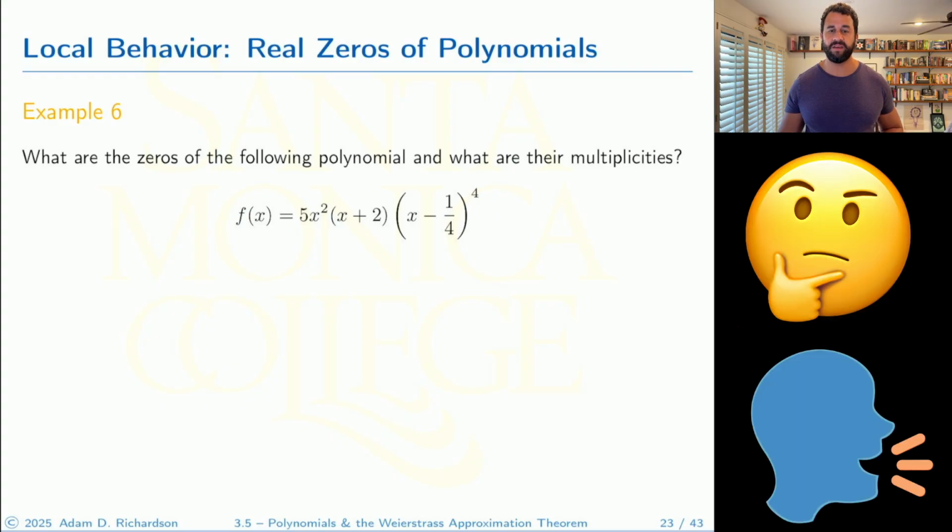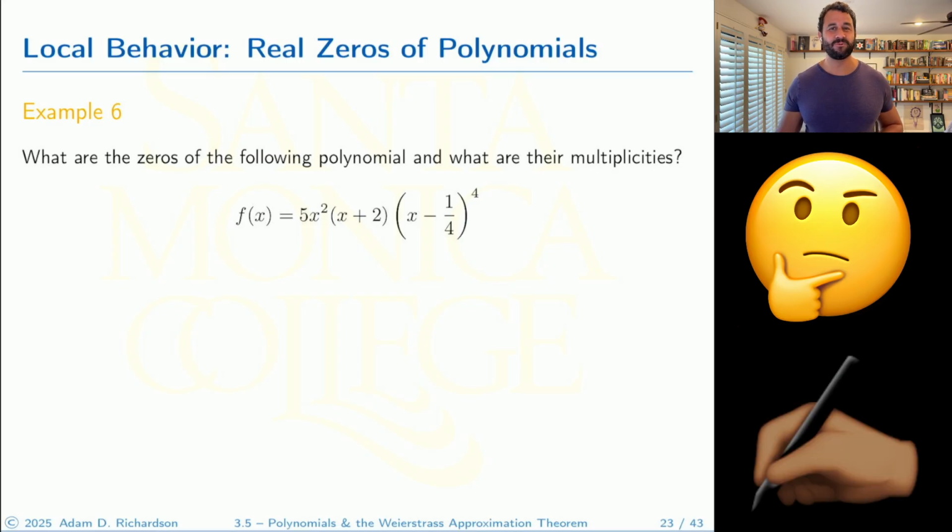Maybe say something out loud. Maybe what are the zeros? See if you can just say what the zeros are out loud. Okay, now you can write it. Try to write it and work it out on your own. Write down the zeros and the multiplicities.